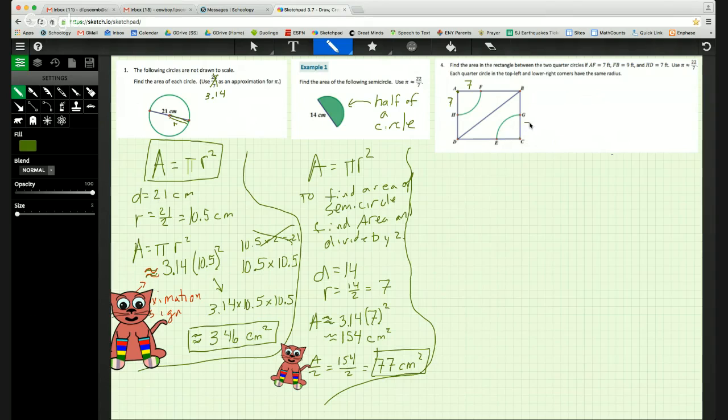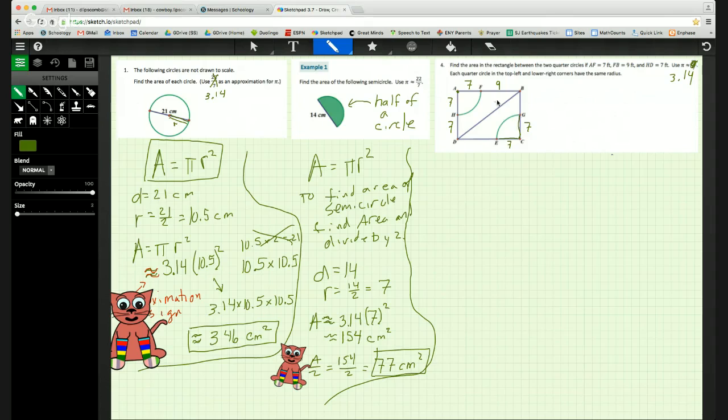Similarly, here we have 7. This is 7. That's our radius of this circle. And we know that FB is 9. So we know that from here to here is 9. And from H to D is 7. Okay, and so we're not going to use this. We're going to use 3.14 for pi. Okay, now here's the key.